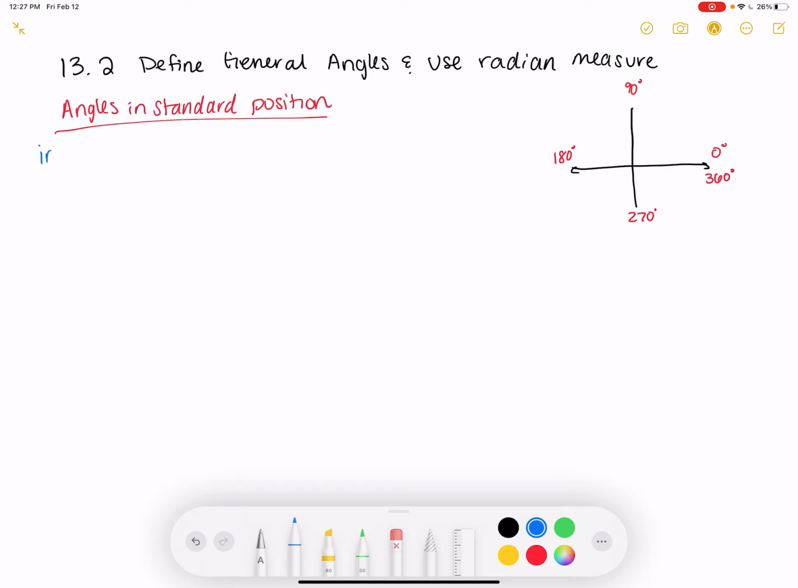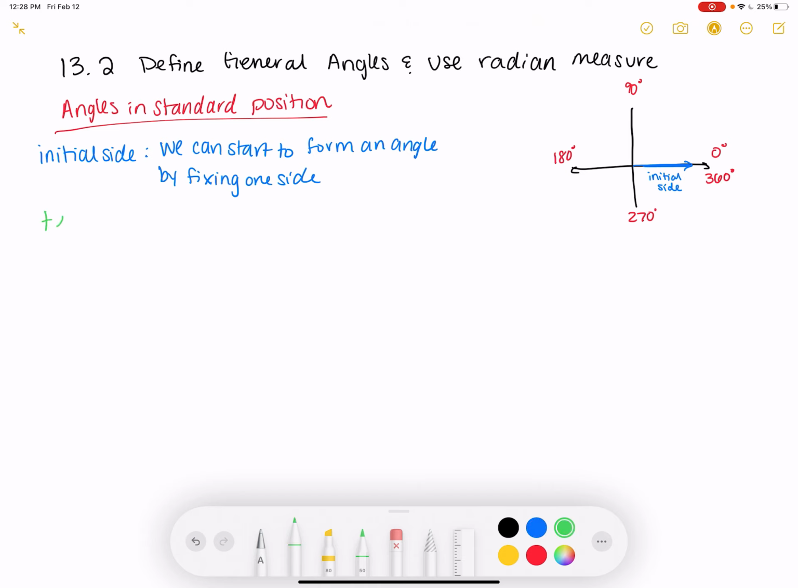So first is going to be the initial side, which is where we can start to form an angle by fixing one side. Okay, so we've got the initial side is going to be here on the x-axis. The initial side.